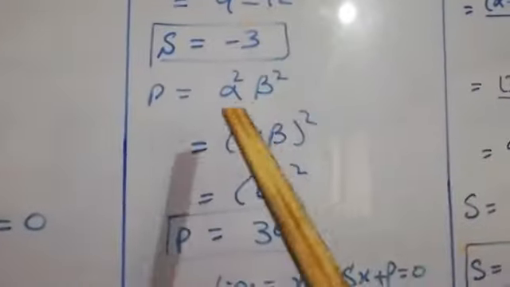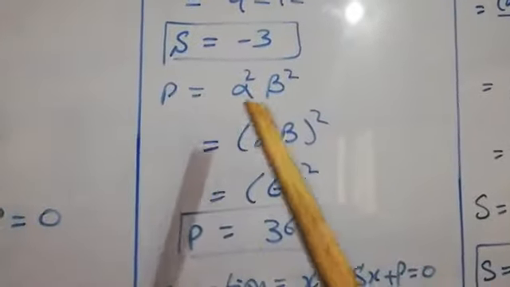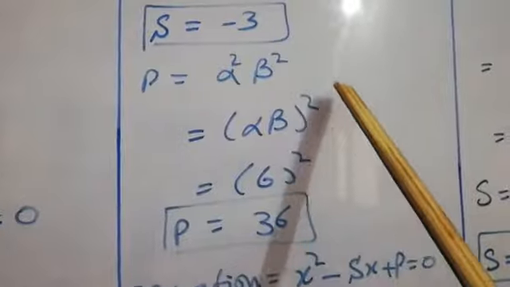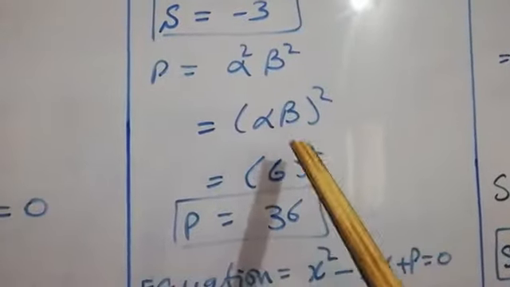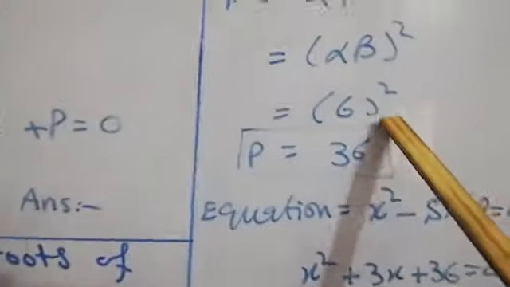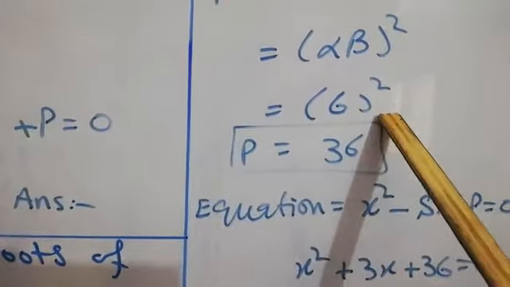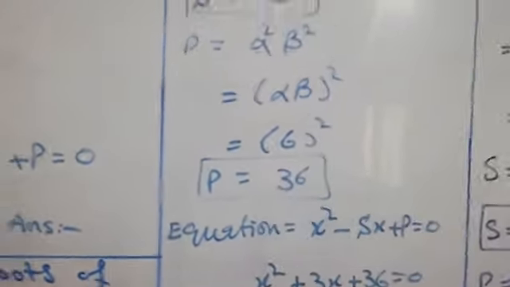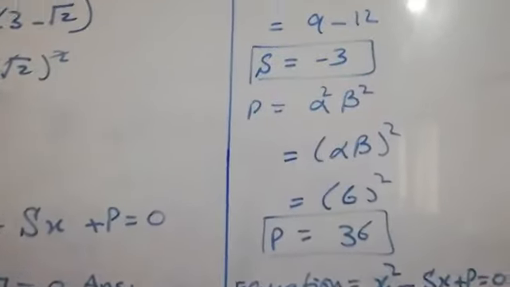Now we will find the product of these two given roots. Given roots are alpha square, beta square. So we will find the product alpha square beta square. We can write the square on the whole. So alpha beta is equals to 6 from this. So we will put the value of alpha beta, which is equals to 6. 6 square equals 36.